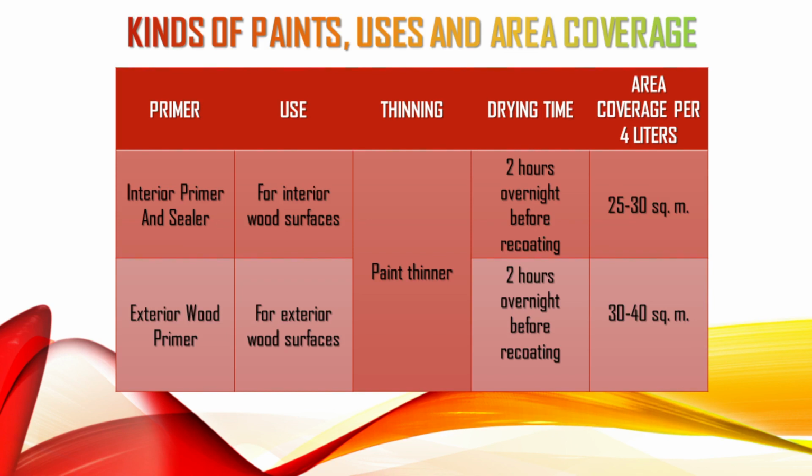The primer. Primer has an interior primer and sealer and an exterior wood primer. The interior primer and sealer is used for interior wood surfaces with paint thinner as thinning and a drying time of 2 hours to overnight before recoating. The area coverage of this primer per 4 liters is 25 to 30 square meters, while the exterior wood primer is used for exterior wood surfaces. It has the same thinning as the interior primer and sealer, which is paint thinner, with a drying time of 2 hours to overnight before recoating and an area coverage of 30 to 40 square meters per 4 liters.